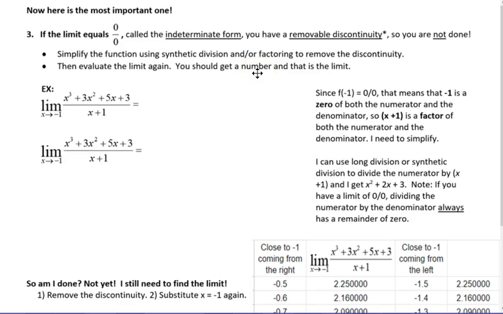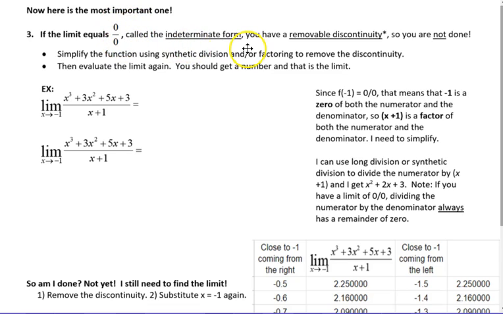Now here is the most important limit. If the limit equals 0 over 0, called the indeterminate form, you have a removable discontinuity, so you are not done. Now, there's a little asterisk here, and I think I forgot to put what the asterisk refers to, but for those of you going on to calculus, when you are looking at limits in general, 0 over 0 does not always mean that you have a removable discontinuity.